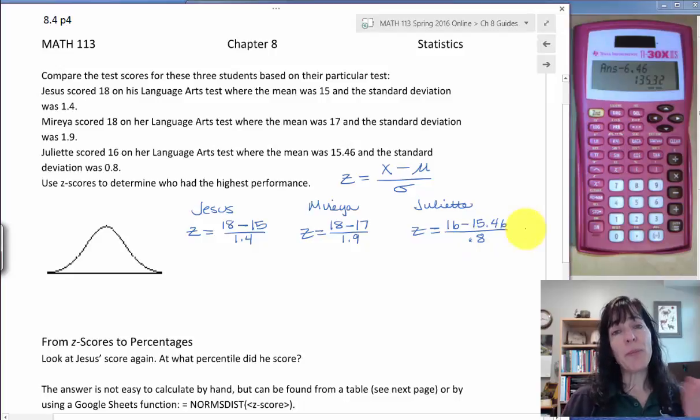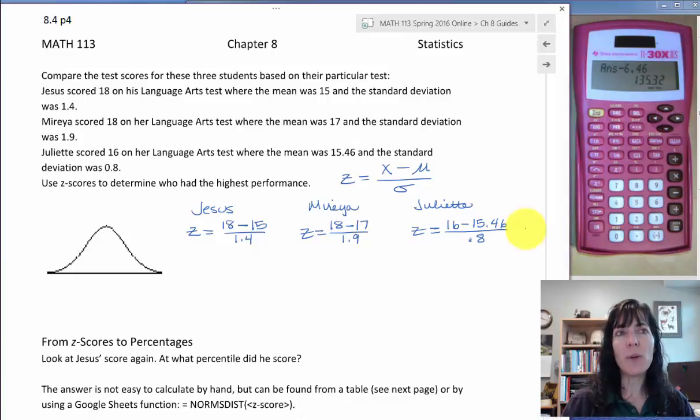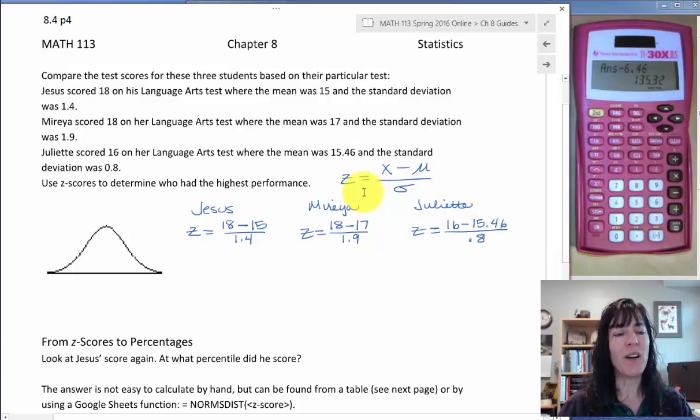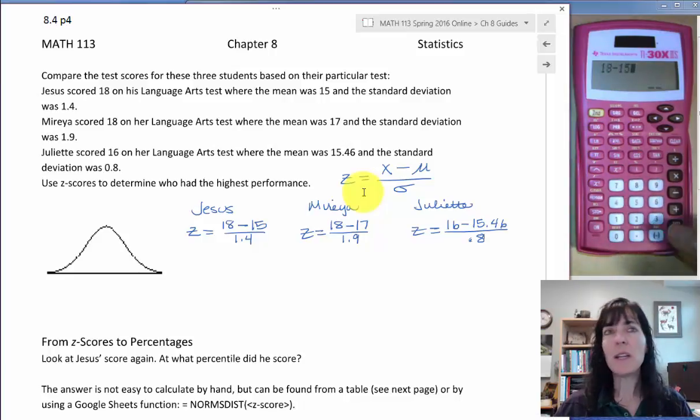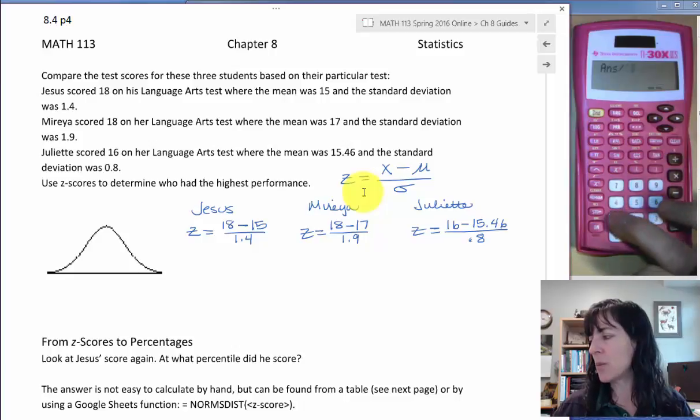You know how it goes. Everybody starts comparing their scores and everyone's like, oh, well, I got this score. Well, I got this score. And then the one who gets the lowest score, Juliet, says, well, I got a 16, but it was a harder test. And so we can figure out if she's right or not. So looking at the mean and standard deviation for her test, we can see if she did better than her peers on that test.